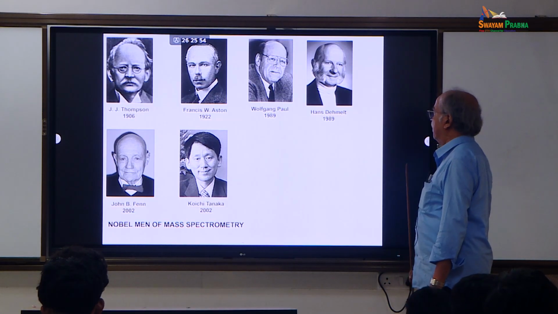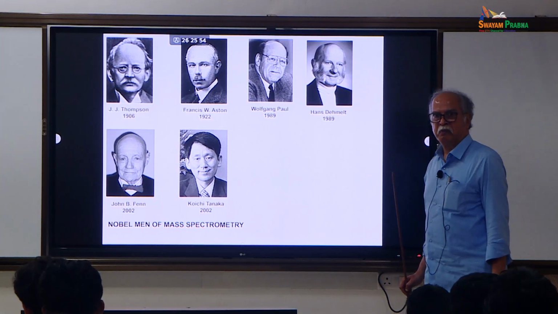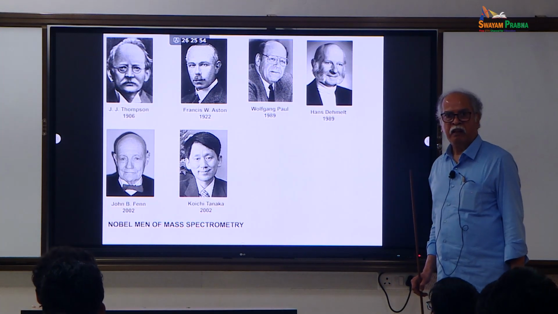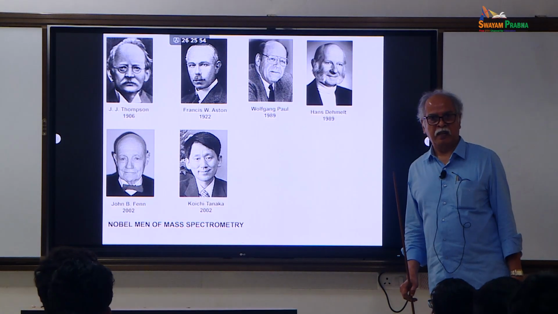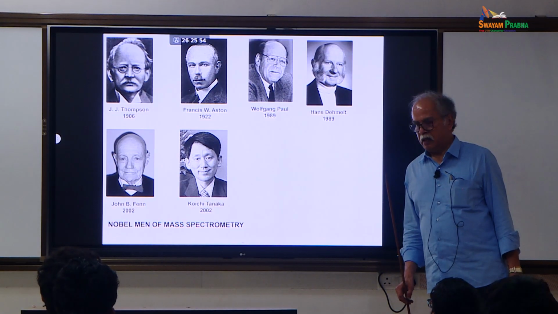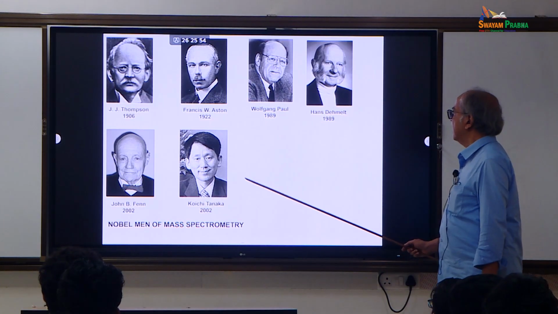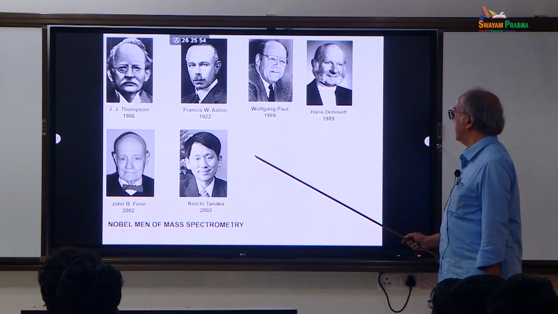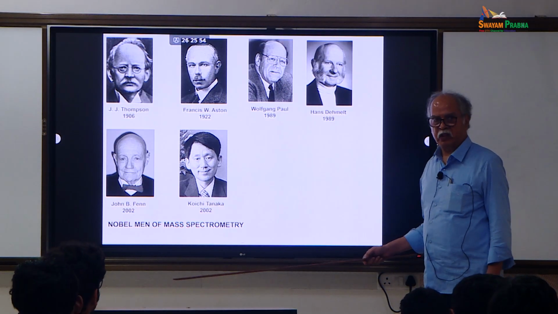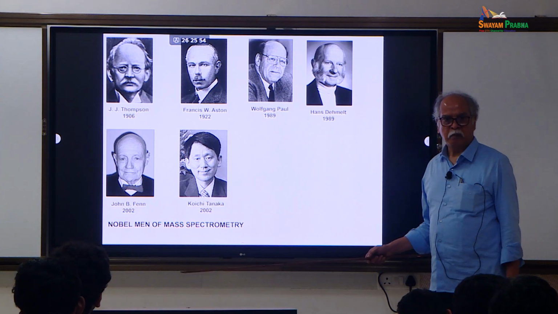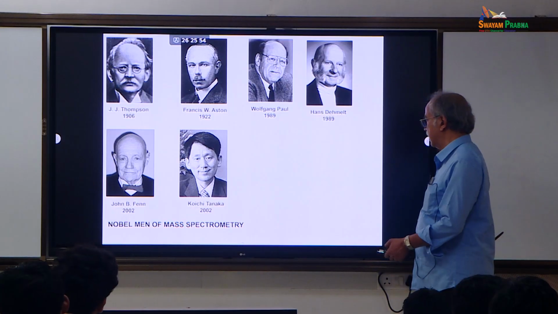These are Nobel Prize winners who contributed to various aspects of mass spectrometry. Quite a number of people worked on mass spectrometry. J.J. Thomson for cathode ray tube. Those scientists also contributed to mass spectrometry and earned credit for their contribution.